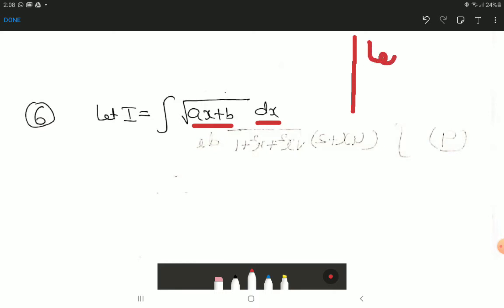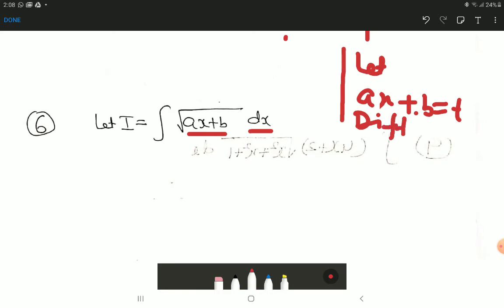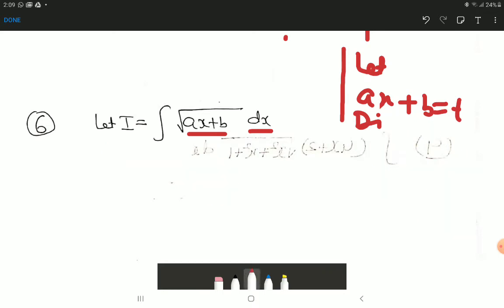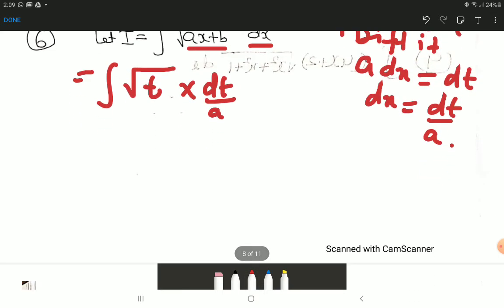Let ax plus b be equal to t. So differentiate both sides. a is constant, the derivative of x is dx, that of b is 0, and that of t is dt. So dx is equal to dt by a. So fit it here. So it becomes root ax plus b is t, and dx is dt by a. 1 by a is constant, taken out.